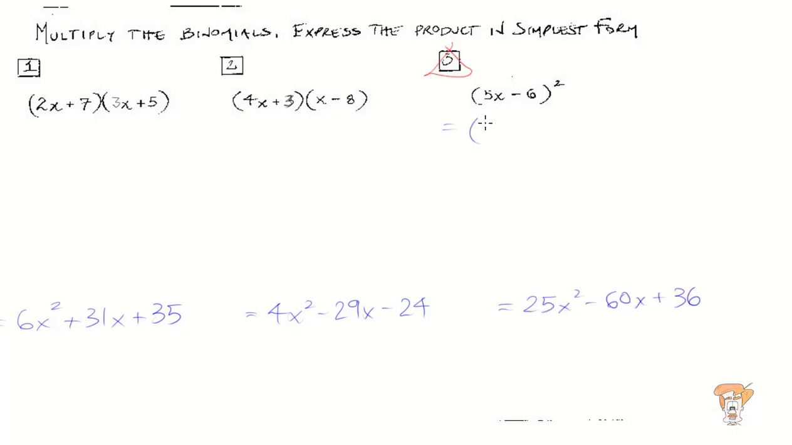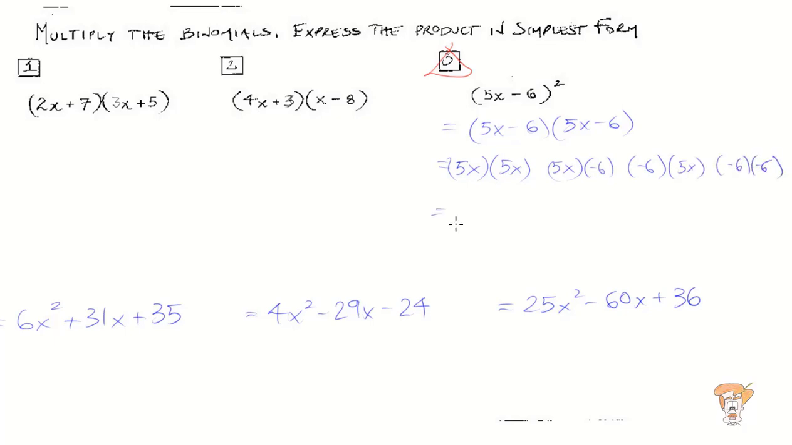The problem asks to determine the product of 5x minus 6 times 5x minus 6. And we multiply the 5x times the 5x, and then the 5x times the minus 6, and the minus 6 times the 5x, and then the minus 6 times the minus 6.